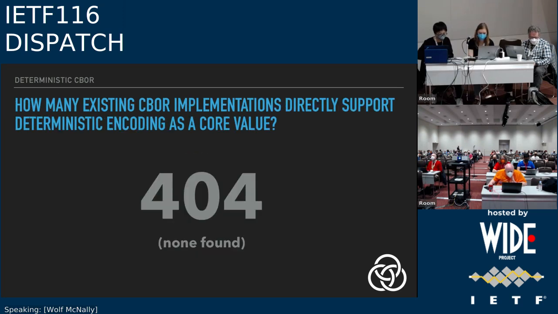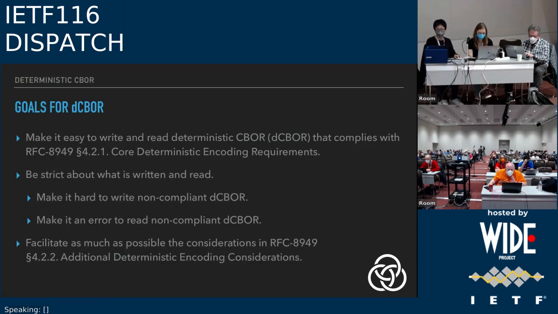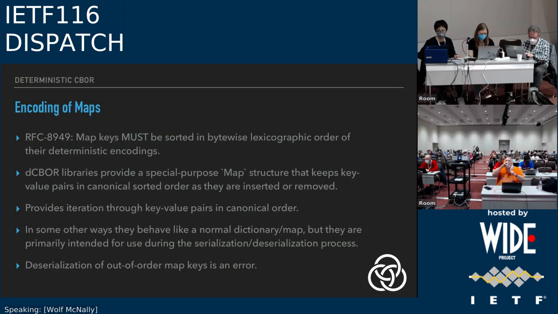So we looked around and said, are there any other codecs out there that actually implement CBOR determinism as a core value? We didn't find any. So we've written two of them, which are open source up on GitHub, one in Swift, the other in Rust. Our goals for the CBOR are here. Again, make it hard to write non-compliant CBOR, and make it an error to read non-compliant CBOR. So we're very strict about what we read and what we accept as well-formed.